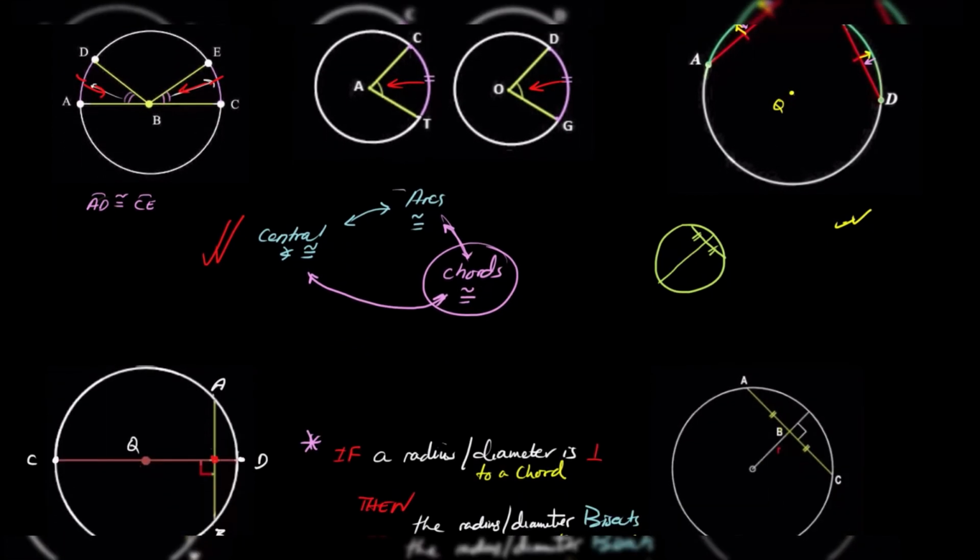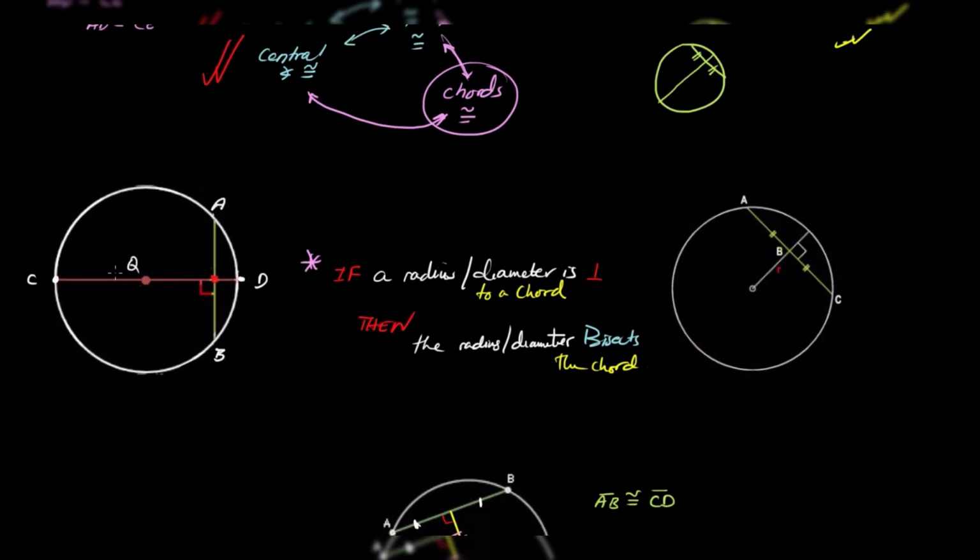And then we talked about special relationships between diameters and chords, and between radii and chords. In one particular circumstance, that is when the diameter or the radius is perpendicular to the chord. In that case, the diameter or the radius will divide the chord into two congruent segments. That is, it will bisect the chord.